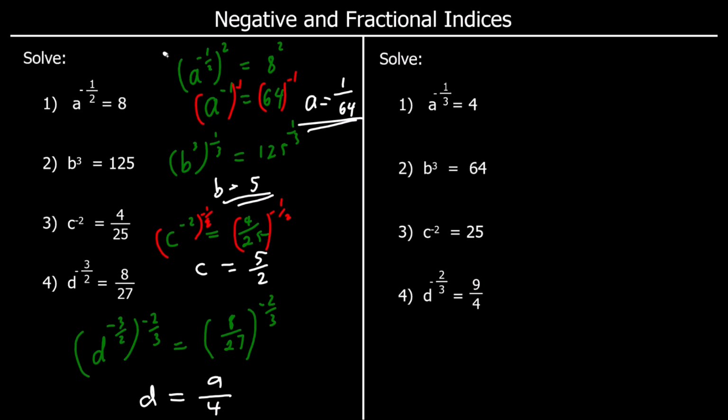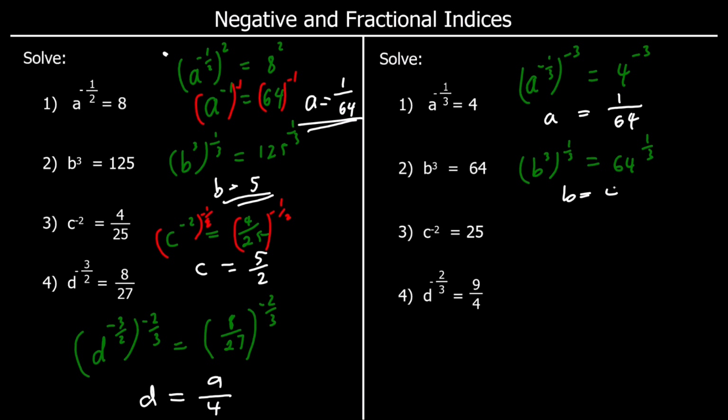Question 1, we've got a to the power of minus a third equals 4. So we need to raise both sides to the power of -3. So we'll have a is 4 cubed, which is 64. The reciprocal of 64 is 1 over 64. The second one, b cubed is 64. So we need to do the cube root of both sides. So b must be 4.